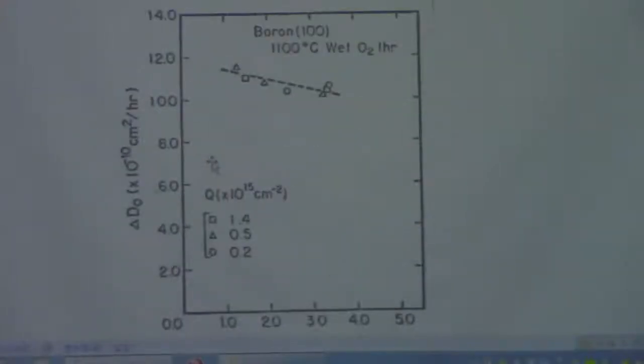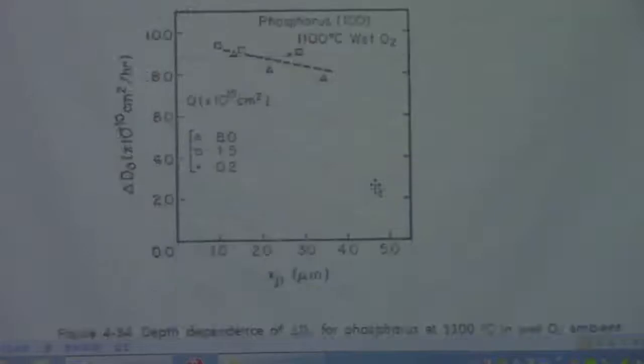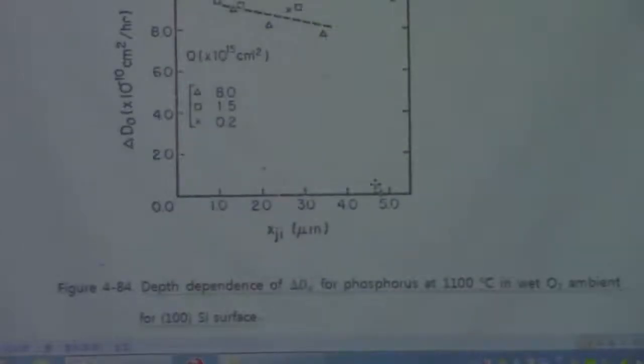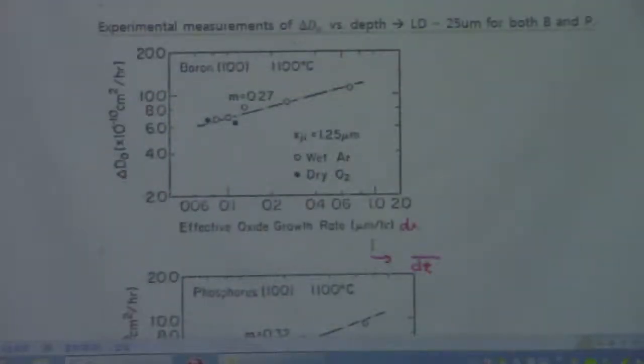And then you have to match that with the experimental data. For the boron case, the delta D naught has been plotted here, and you see the dotted line, and this is the experimental data. They are pretty much on the line, okay. And the depth dependence of delta D naught for phosphorus is pretty much matching there, with the experimental measurement for the LD.